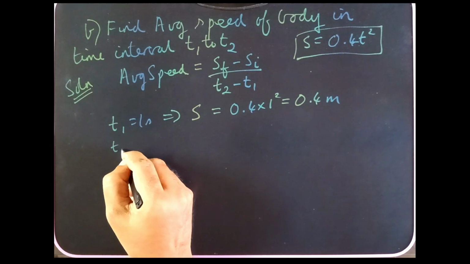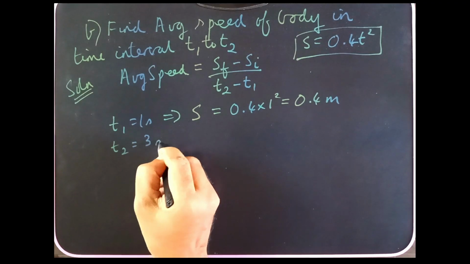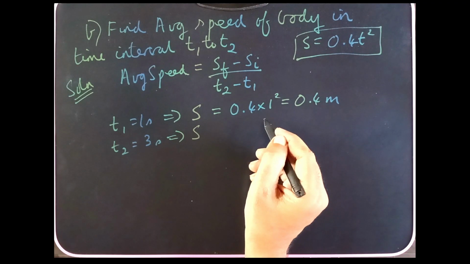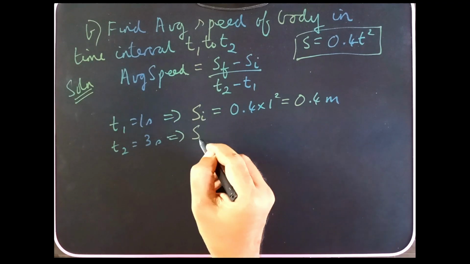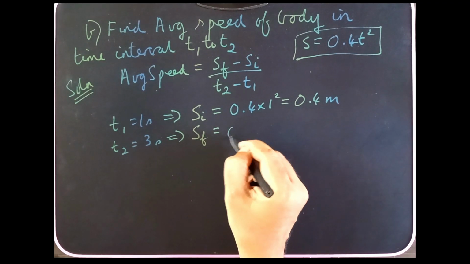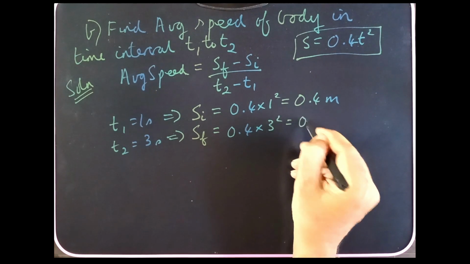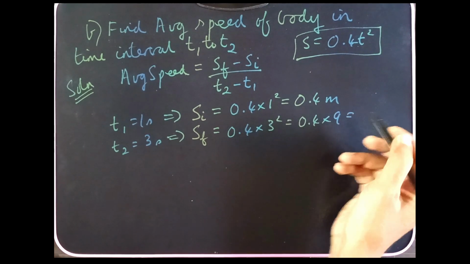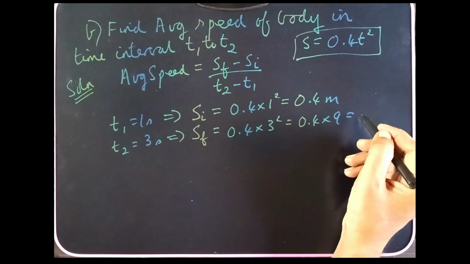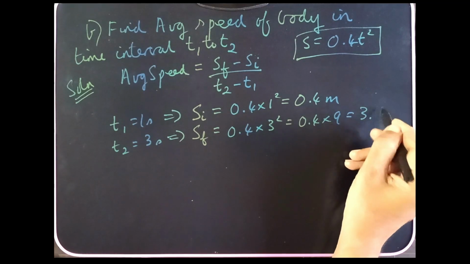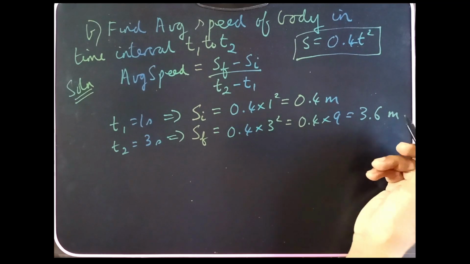Then at t2 is equal to 3 seconds, the distance will become equal to, this will be initial, this will be final, 0.4 into 3 square. How much will this be? 0.4 into 9. What is 0.4 into 9? 9 4s are 36, 3.6 meter, right?